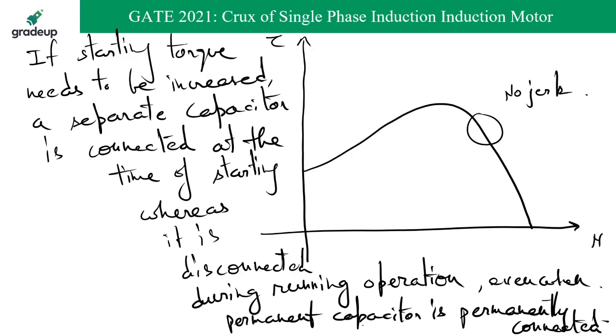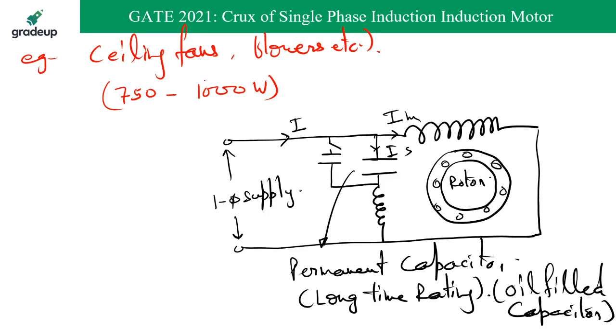Now, along with this permanent capacitor, generally one more extra capacitor is used in parallel with this permanently connected capacitor to increase the starting torque. And this is how it is being connected, you can see. And that capacitor, which is generally connected during the starting to increase the starting torque, is going to be opened as the motor reaches 80% of the rated speed.